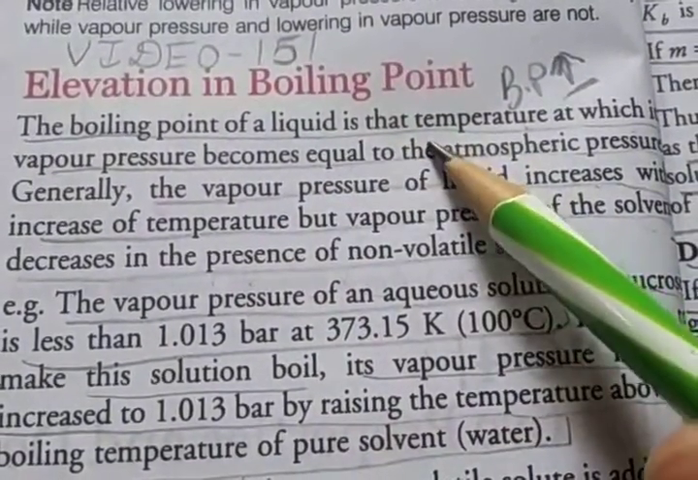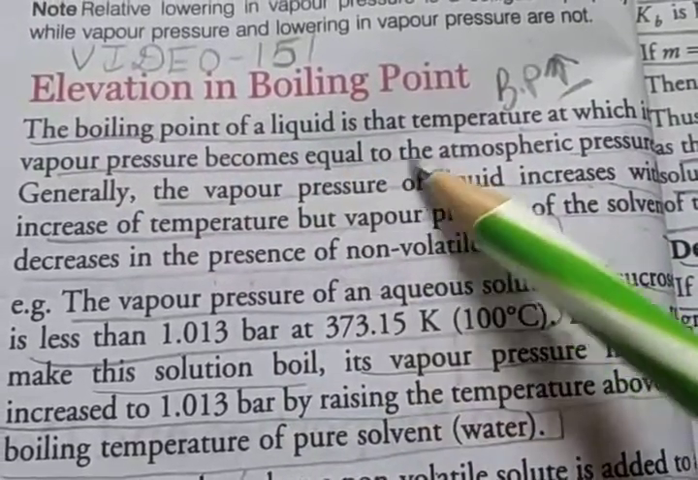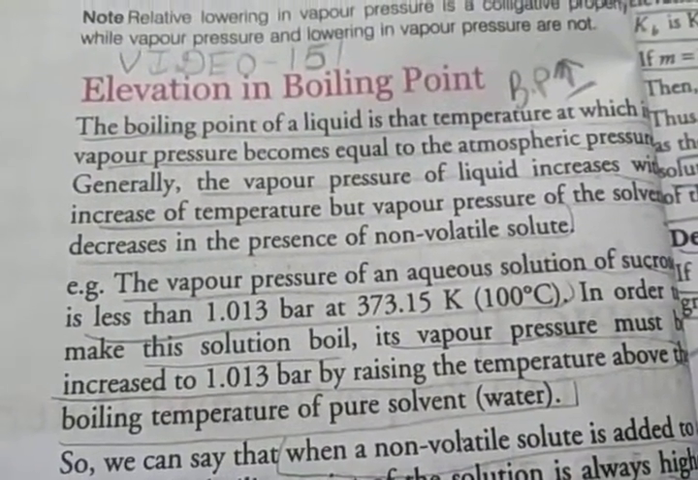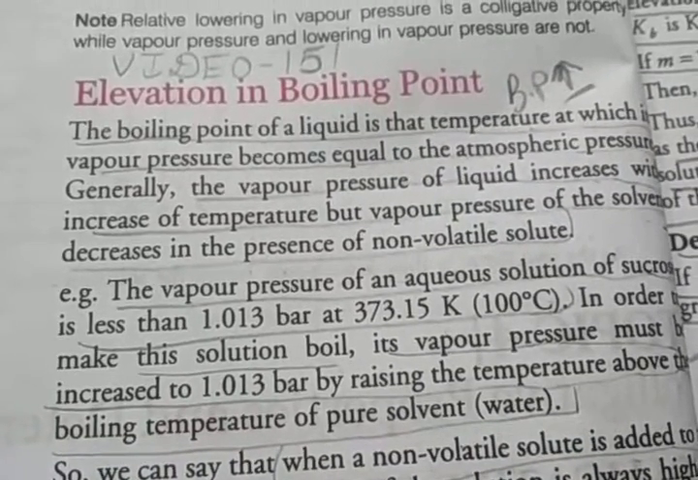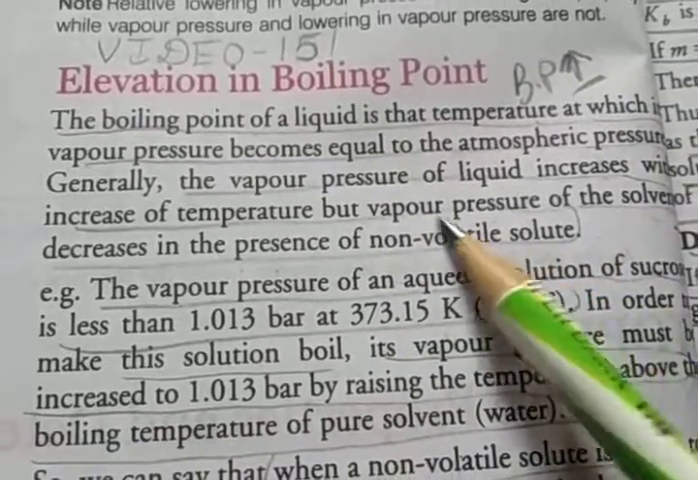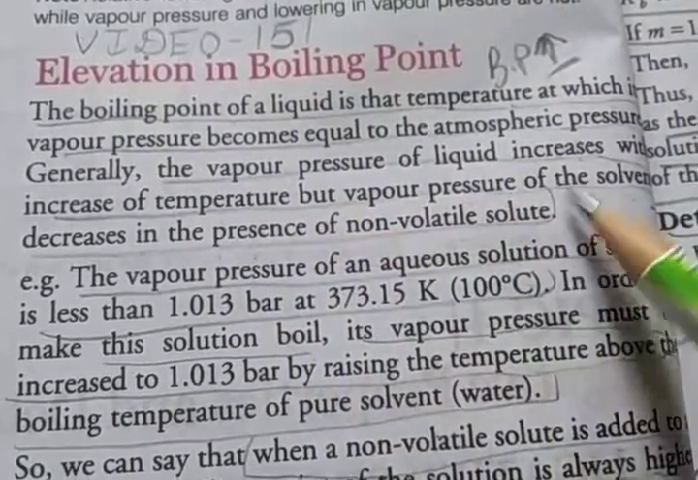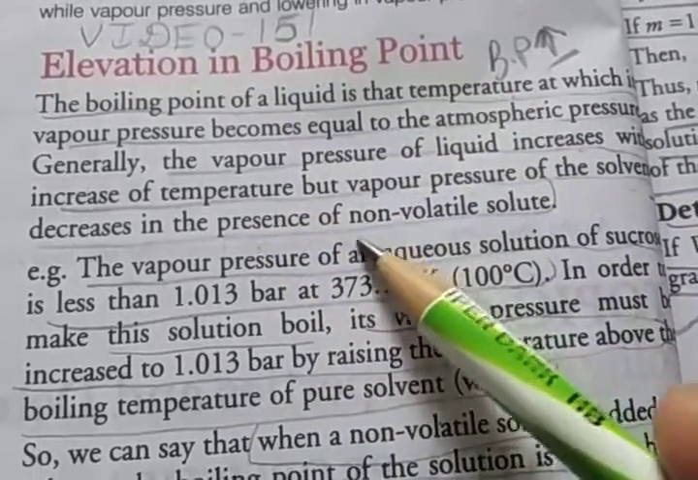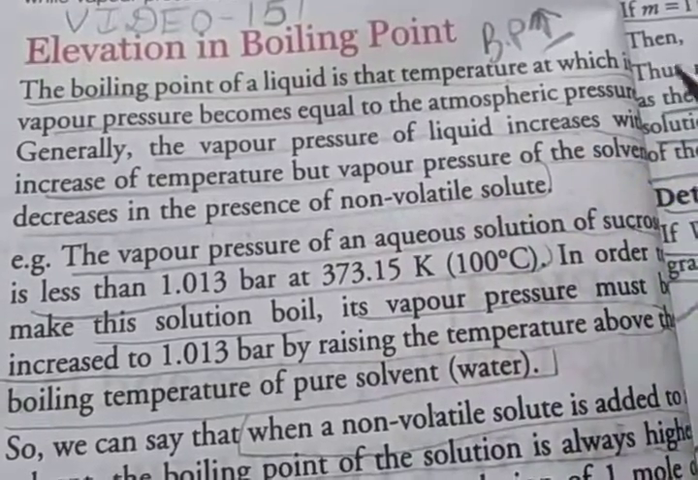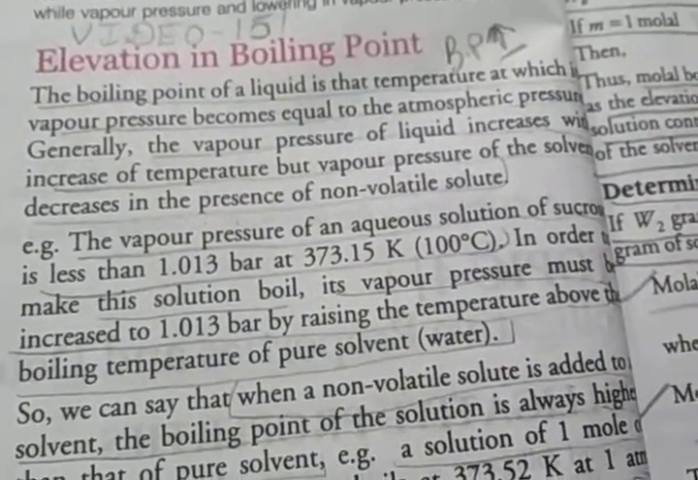What is the boiling point? The boiling point of a liquid is that temperature at which vapor pressure becomes equal to the atmospheric pressure. This is the general definition. The vapor pressure of a liquid increases with the increase of temperature, but the vapor pressure of the solvent decreases in the presence of a non-volatile solute, because we add a non-volatile solute. So the solvent vapor pressure decreases, and when the solute is added into the solvent, a solution is formed.